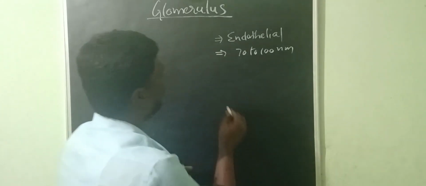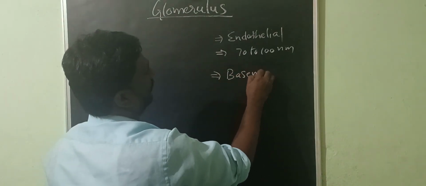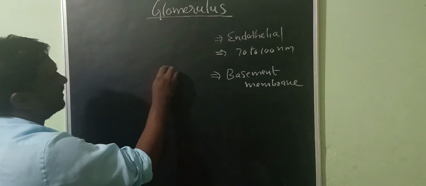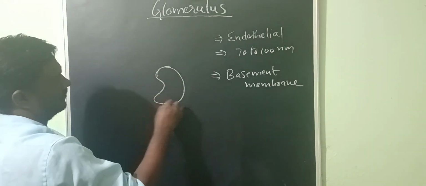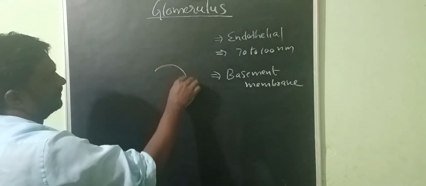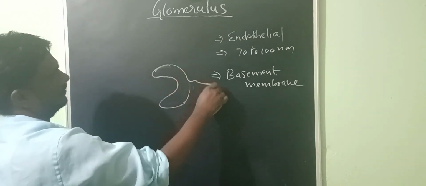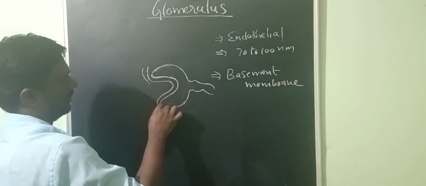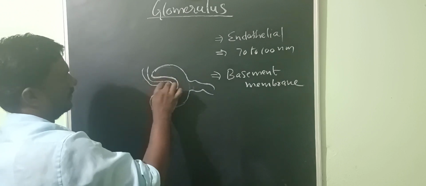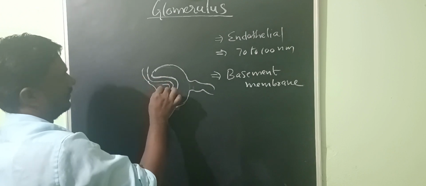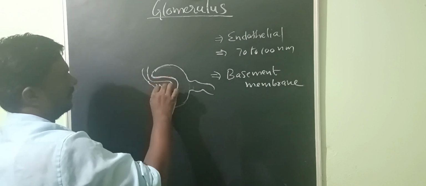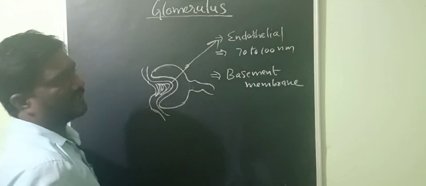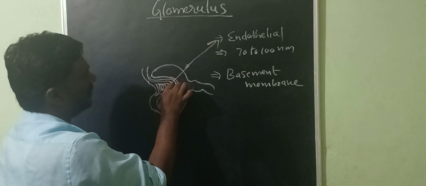Next one is the basement membrane. This is the endothelial lining. In the middle of this is the basement membrane.